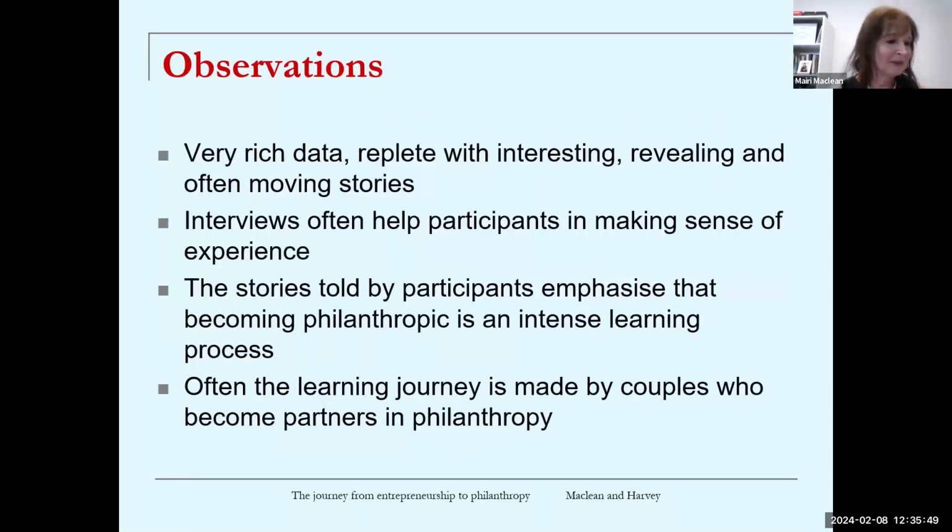So very often, the learning journey is made by couples who become partners in philanthropy. It's not an easy thing to do philanthropy on your own without involving your spouse or partner and your children, because succession is important. As one interviewee said, it's very important that we grow and have this vision together, as it's such a transformative experience.